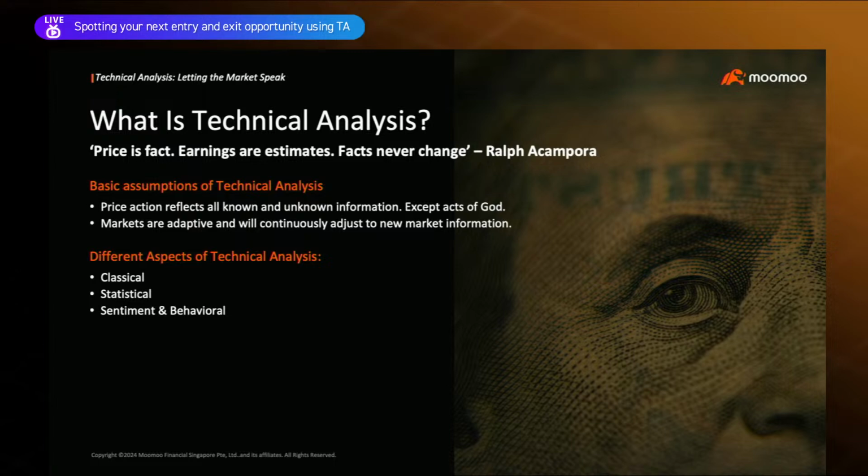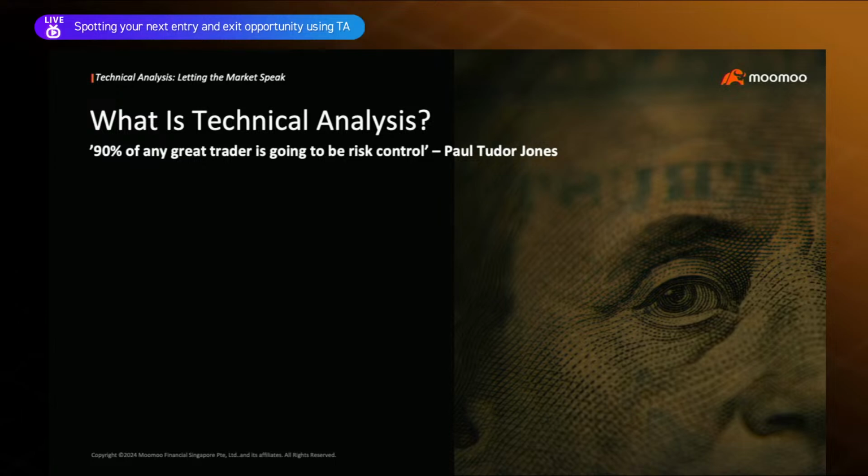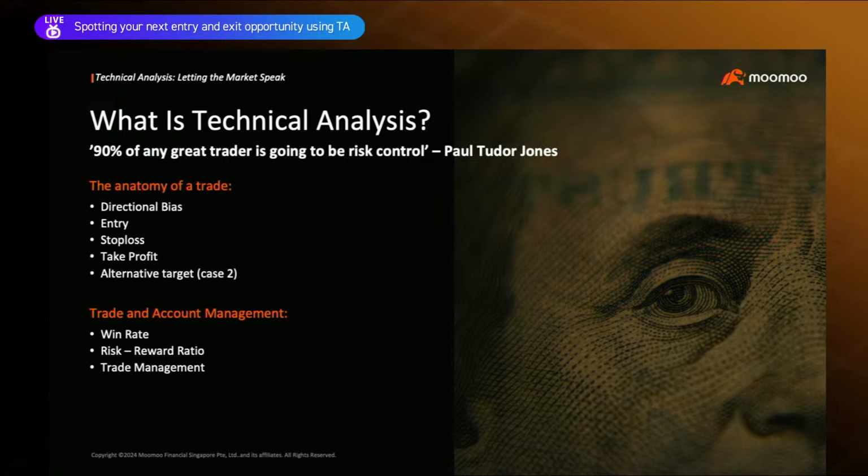Moving over very quickly to the next slide, I quote another favorite trader of mine, Paul Tudor Jones, a very successful hedge fund manager. The whole idea of technical analysis is to understand the anatomy of a trade and break it down into different trade segments. But at the end of the day, the name of the game is that you have to control your risk very well. Whether you're a long-term investor, short-term intraday trader, or scalper, risk control is the name of the game. Paul Tudor Jones is quoted as saying 90% of any great trader is going to be about risk control.